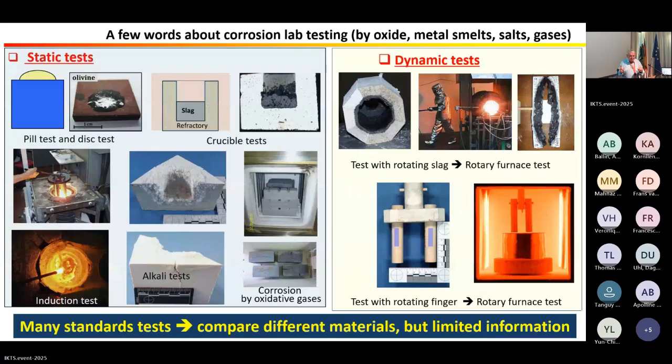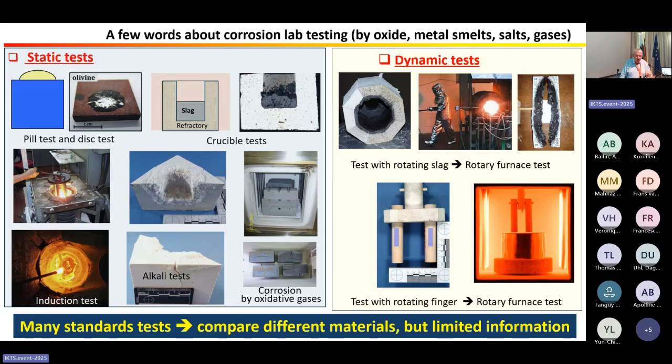So to understand the corrosion of these refractories, we can make corrosion tests in the lab. Just some examples of different tests in laboratory. We have static tests, dynamic tests, pill test or disc test, crucible test, induction furnace test, corrosion by alkaline, corrosion by oxidative gas. We have tests with rotary slag, rotary furnace test, test with rotary finger. So many standard tests.